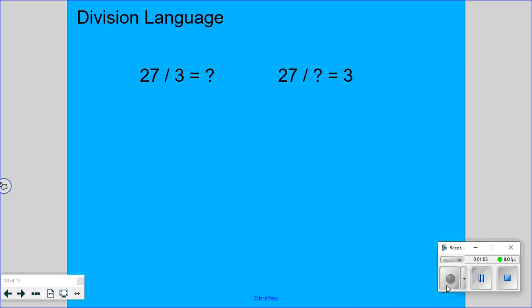A couple things about my smartboard with division. Remember the division symbol looks like this? But I don't have that as a key on my keyboard. So when I am writing division for the smartboard, it's going to be a slash. Both of those symbols mean division. I just don't have this symbol on my keyboard. On the EOG, you will see this symbol. You could see the slash, but most of the time they will use the actual division symbol, so you don't need to worry about that.